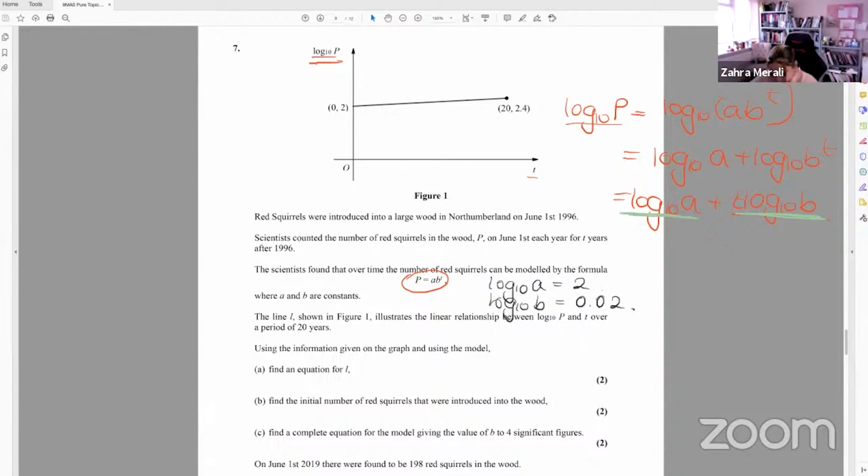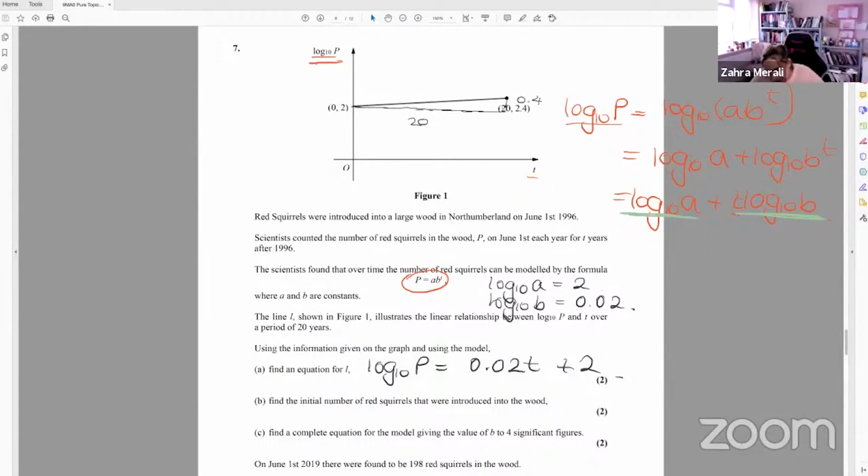Right. Oh, I think I've done more work than we needed to. Didn't even need to do that. All we needed to write was, we just want the equation of L, equals my gradient, which is 0.02t plus 2. Okay, anyone who might be confused with gradient is literally just change in y over change in x.